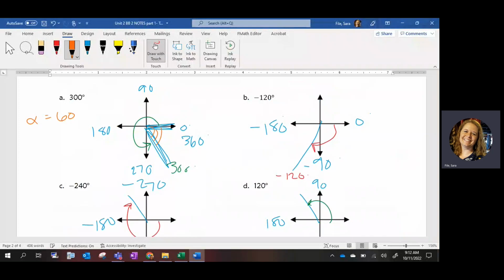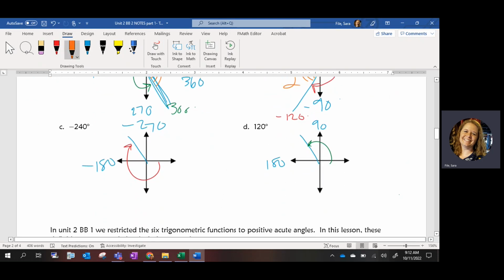For B, the nearest x-axis from the terminal side is right here. Come on, draw. There we go. So there's my reference angle, alpha. So I'm at negative 120 for the angle. That would have been negative 180. So the difference from 120 to 180 is 60. So our reference angle here is 60 degrees. And remember, it's always positive. It doesn't matter that we went in the negative direction to get that angle. The reference angle is always positive.